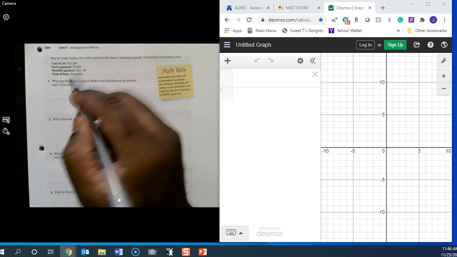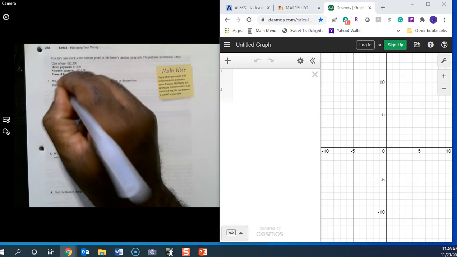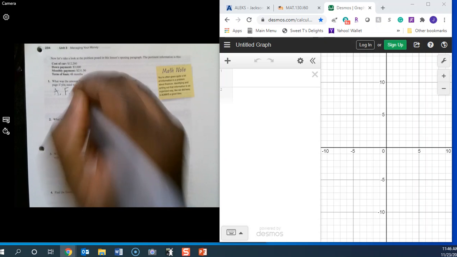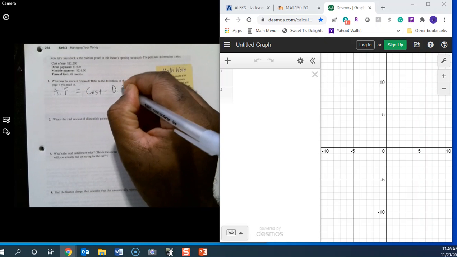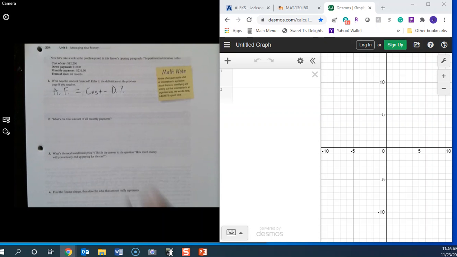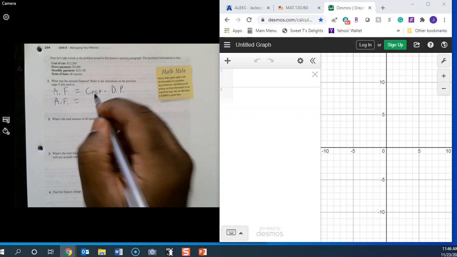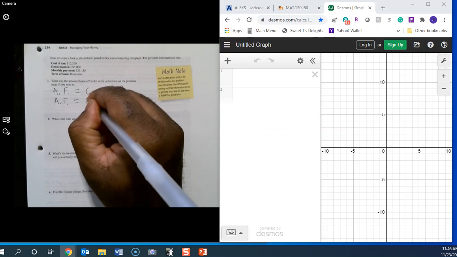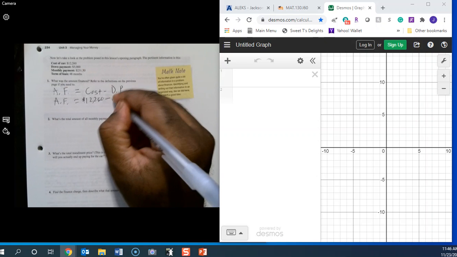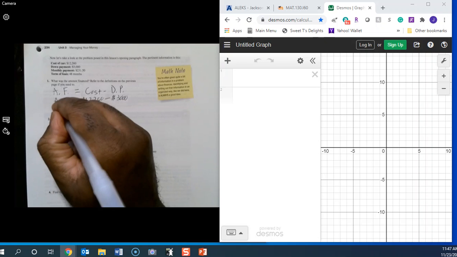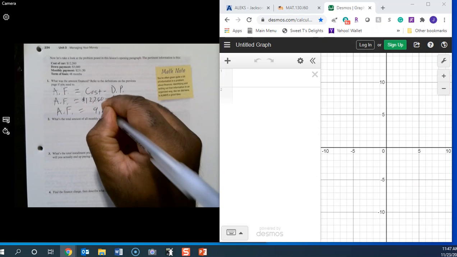So they asked us what was the amount financed. So the amount financed, and I'm going to abbreviate it with AF, is equal to the cost minus the down payment, which I'm going to abbreviate with DP. The cost of the vehicle is $12,260 minus the down payment, which is $3,000. So the amount financed will be $9,260.